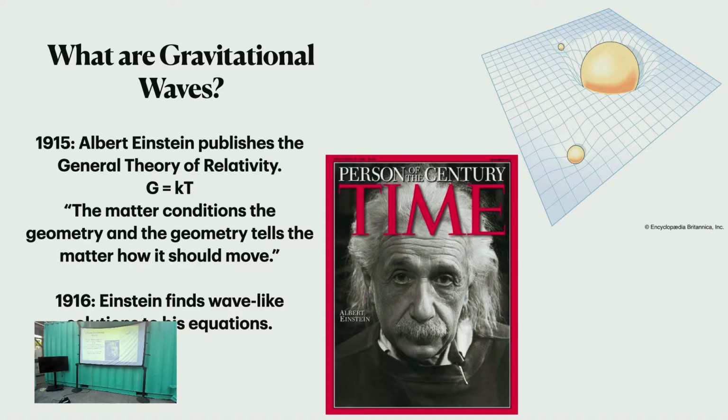These are what we call differential equations. And these are extremely, extremely hard to solve. So to find those solutions is a colossal task. But in 1916, Einstein, under some very simplified assumptions, which are not as easy as I'm making it sound, finds wave-like solutions to these equations. And those wave-like solutions are what we know as gravitational waves.